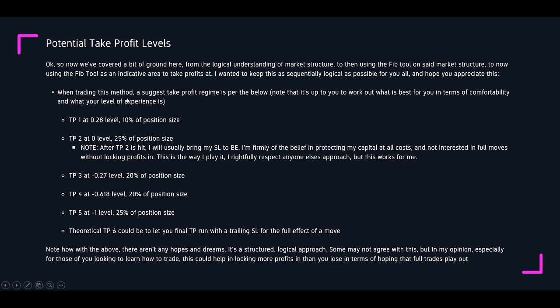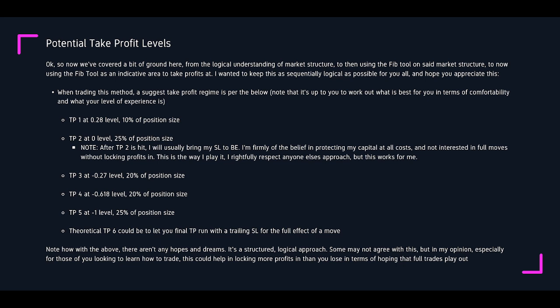So when you're trading this method, or any method, if you're using Fibonacci, a suggested take profit regime is per the below. You do have to work out what's best for you in terms of comfortability and your level of experience. For example, we could have a take profit 1 at the 0.28 level, maybe 10% of the position size. Then perhaps a take profit 2 at the 0 level, maybe taking off 25% of position size. Note though, after take profit 2 is hit, I will usually bring my stop loss to break even. I am firmly of the belief in protecting my capital at all costs, so I'm not interested in full moves without locking profits in.